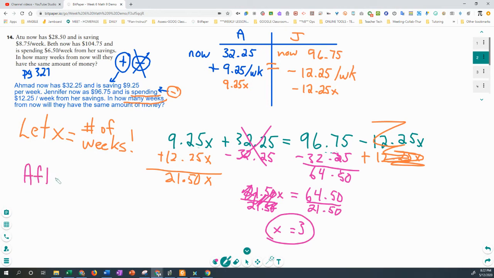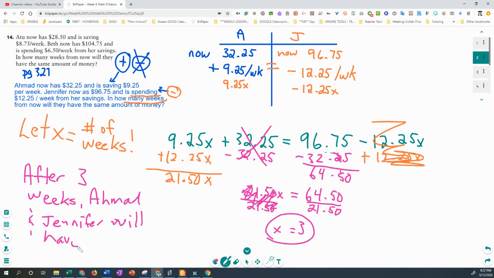So what we're saying is, basically, after 3 weeks, Ahmed and Jennifer will have the same amount of money, okay?